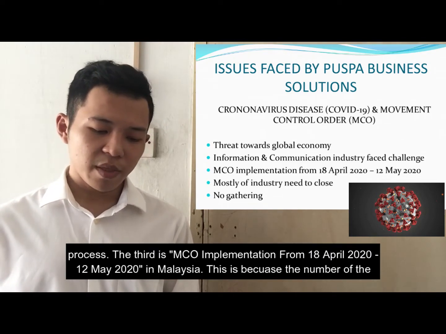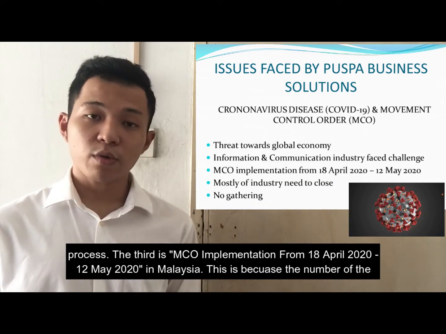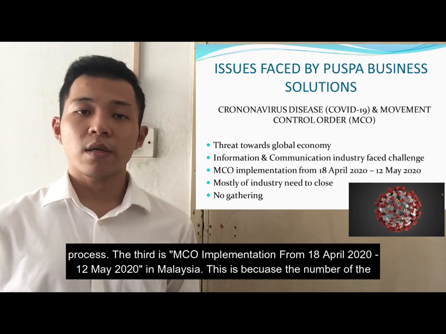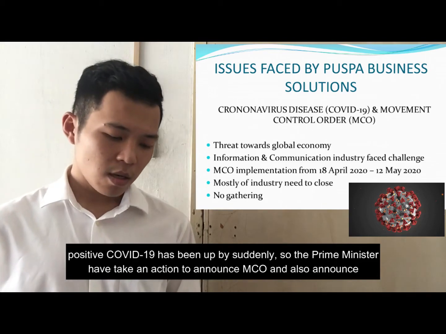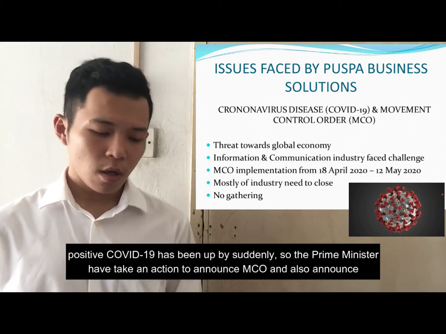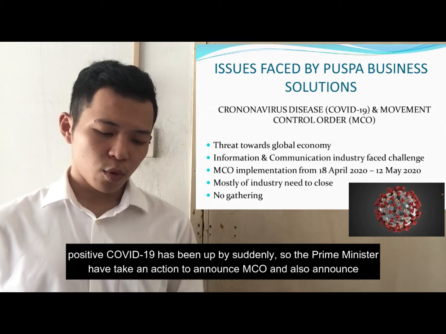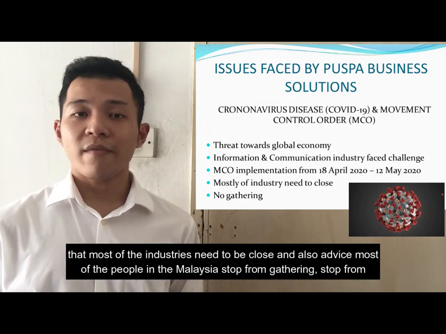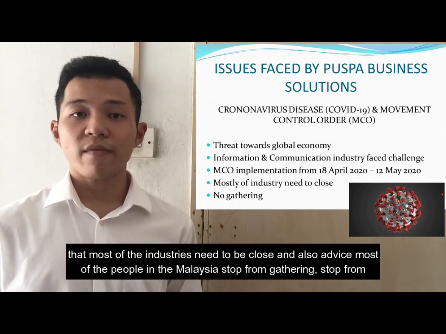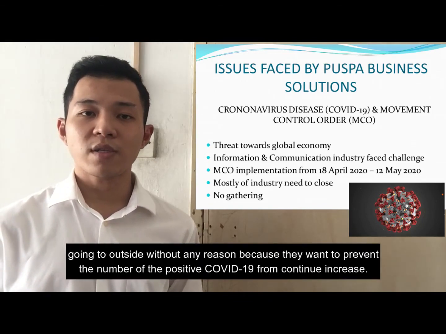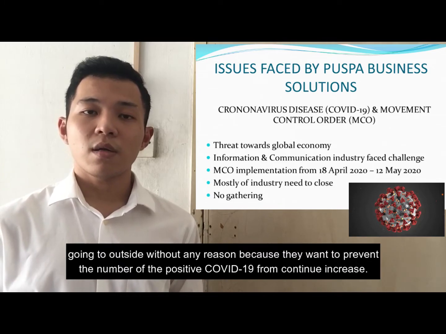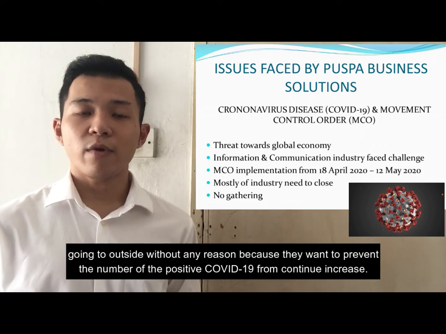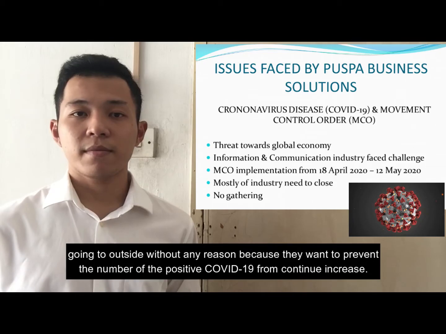And the third one is the MCO implementation from 18 April 2020 until 12 May 2020 in Malaysia. This is because the number of positive COVID-19 cases suddenly went up. So the Prime Minister took action to announce the MCO and also announced that most of the industries need to be closed, and also advised most of the people in Malaysia to stop gathering and stop going outside without any reason, because they want to prevent the number of positive COVID-19 cases from continuing to increase.